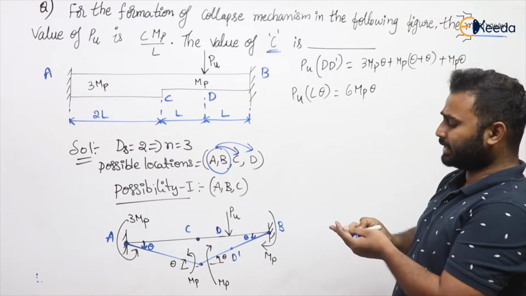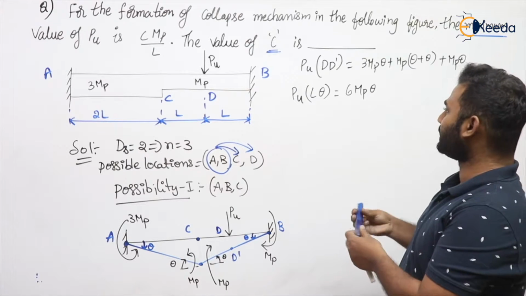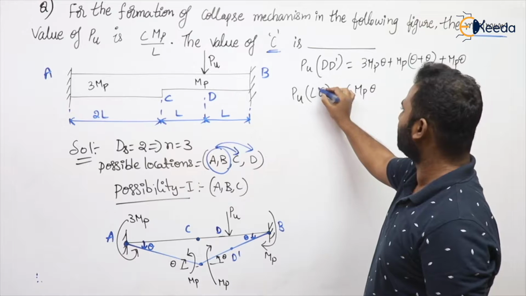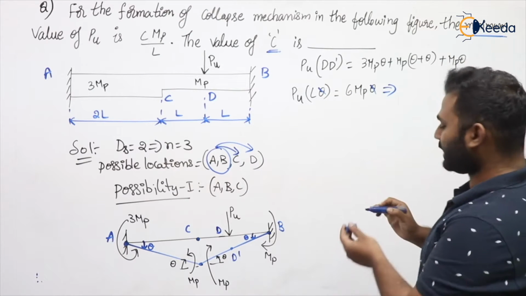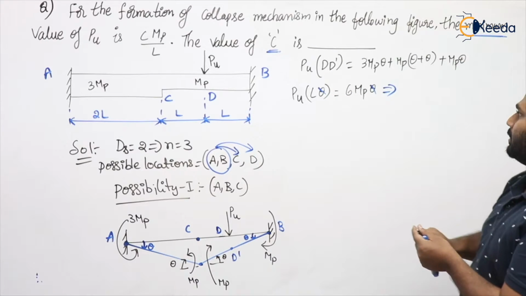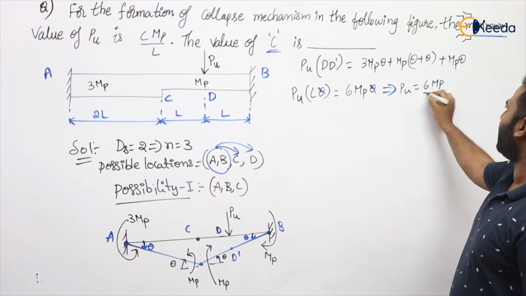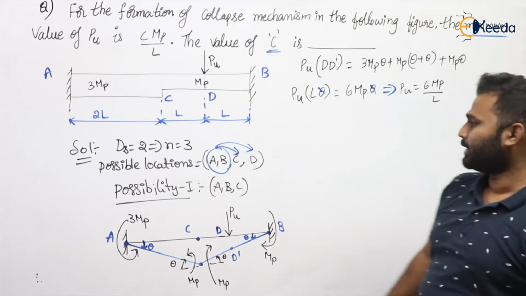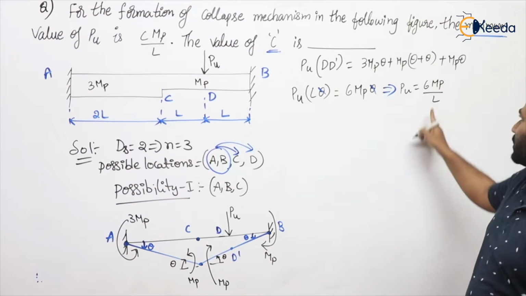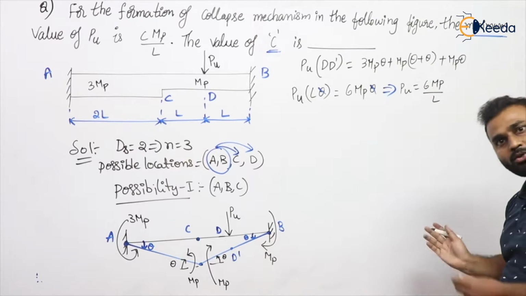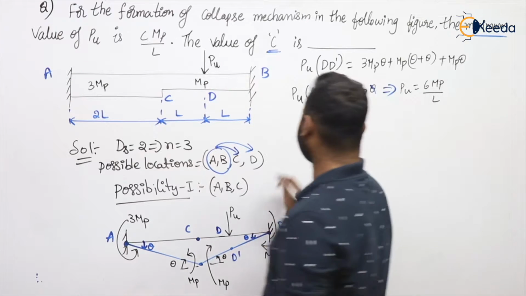Now cancel theta in this equation. Upon cancelling theta, we'll get PU as 6 MP by L. So in this possibility, what is the collapse load? 6 MP by L.